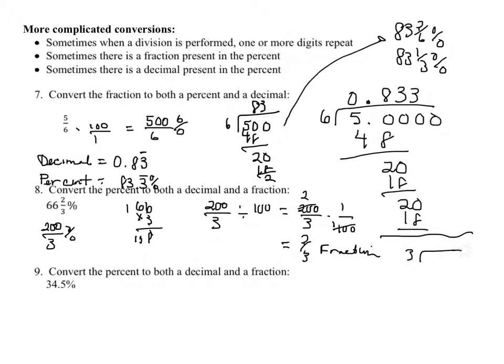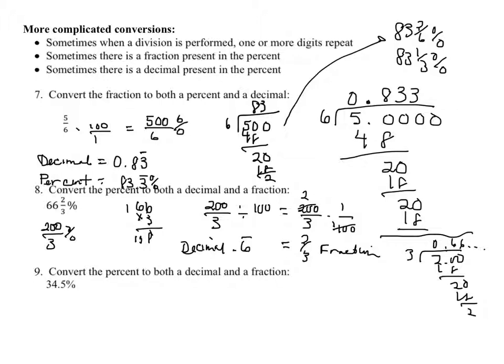3 goes into 2 does not. 3 goes into 20, 6 times 18, 20. So it keeps repeating. So for your little decimal guy, it's 0.6 with a little bar over it. Cool. All right. Now convert this percent to both a decimal and a fraction.